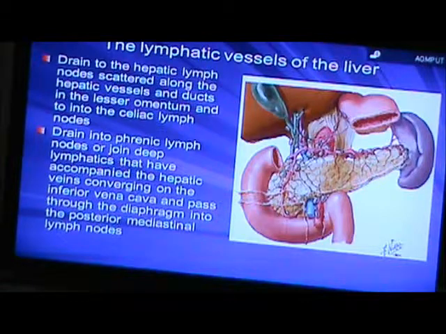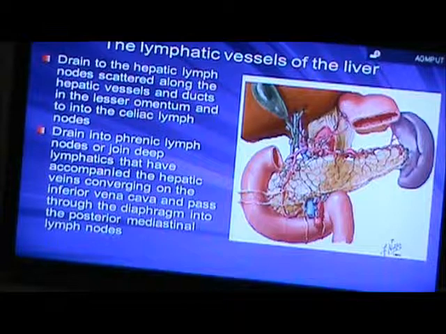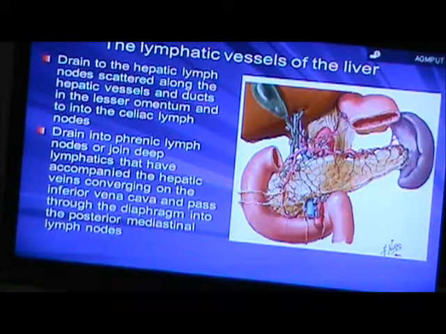Lymphatic vessels of the liver drain to the hepatic lymph nodes scattered along the hepatic vessels and ducts in the lesser omentum, and into the celiac lymph nodes. They also drain into the phrenic lymph nodes or join deep lymphatics that accompany the hepatic veins, converging on the inferior vena cava, passing through the diaphragm into the posterior mediastinal lymph nodes, and next to the thoracic duct.